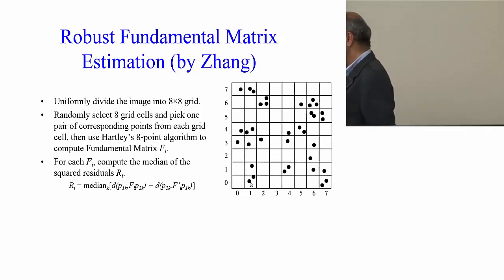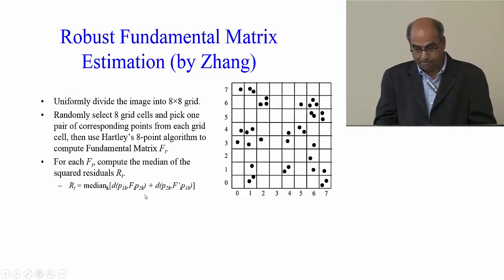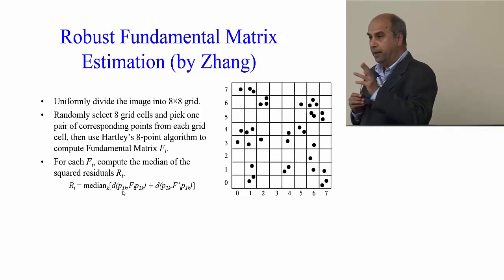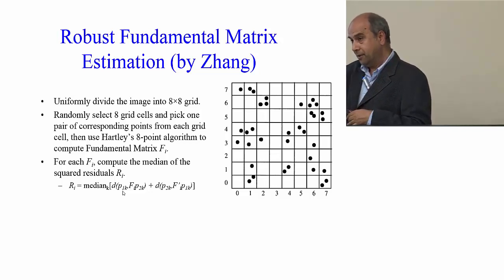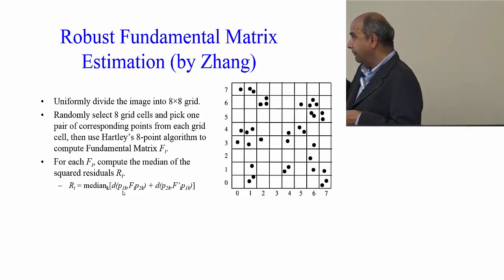So then you want to look at the error. As we said, when you take a point in the second image and multiply by the fundamental matrix, you will get a line. And then the corresponding point in the first image should lie on the line. Ideally, but practically it won't. So there will be some distance, and that distance is d(p1k, F p2k). That's a distance, that's an error.